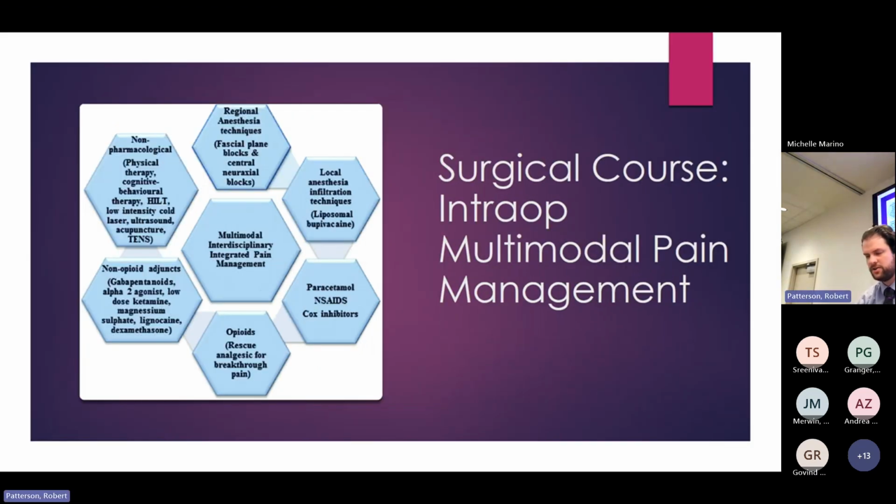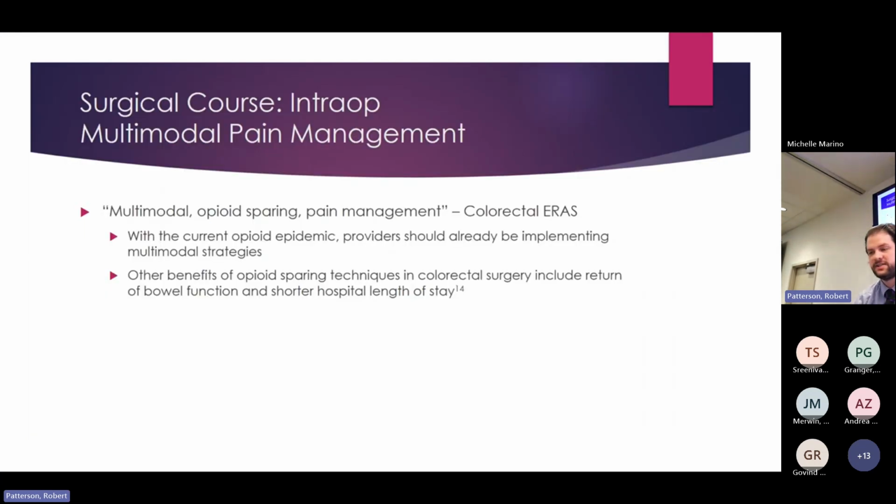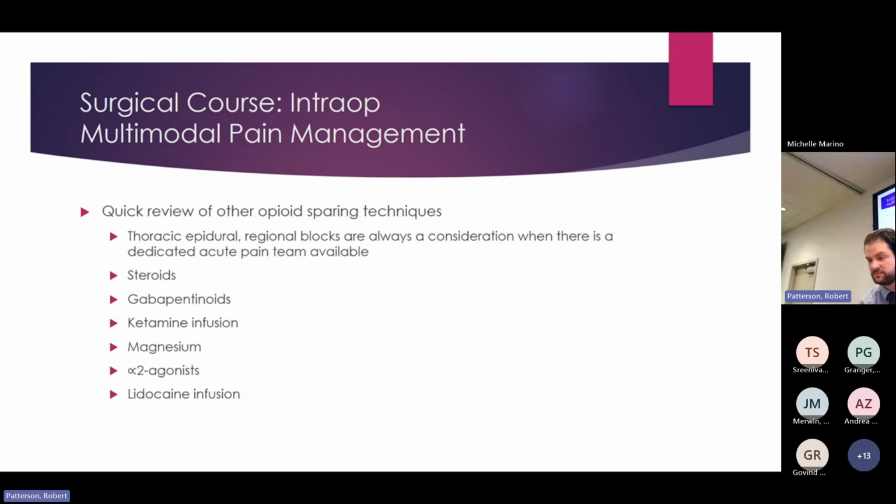All right. So the official stance on pain management guidelines is multimodal opioid sparing pain management. We should already be using this in our practice with the current opioid epidemic going on. But some benefits of the opioid sparing techniques: return of bowel function and shorter hospital length of stay. This is actually one of the few variables in the ERAS guidelines where it shows an overall benefit of patient outcome. So quick review of the opioid sparing techniques: thoracic epidurals and regional blocks, as long as we have a dedicated acute pain team available, which I believe we do. And of course, these other multimodal regimens.